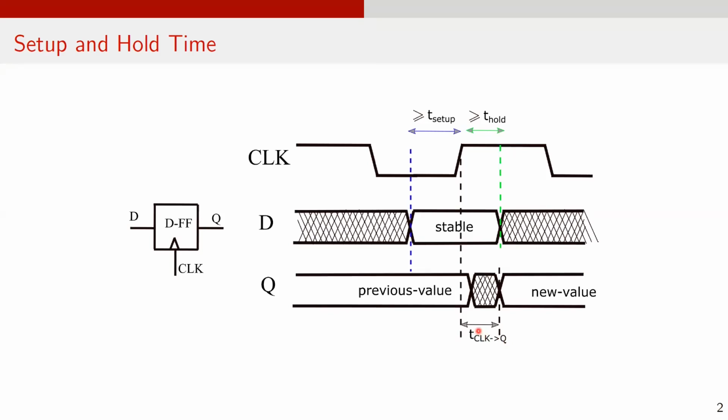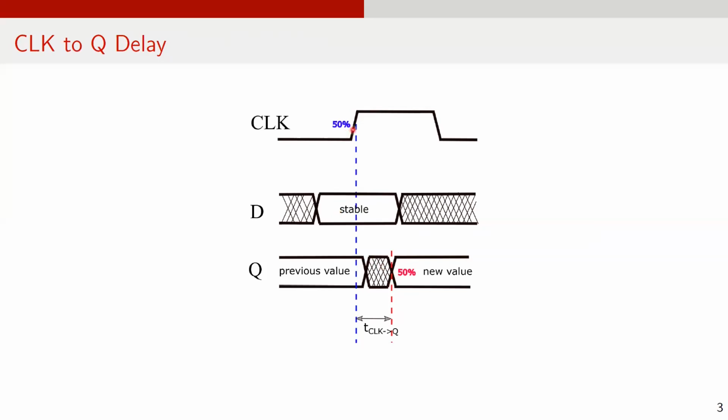Another important parameter in setup and hold measurement is the clock to Q delay. Clock to Q delay is the time it takes for the flip-flop output Q to be stable to a new state after the active edge of the clock occurs. We measure clock to Q delay from 50% threshold of the clock transition to 50% of Q transition to the new state.